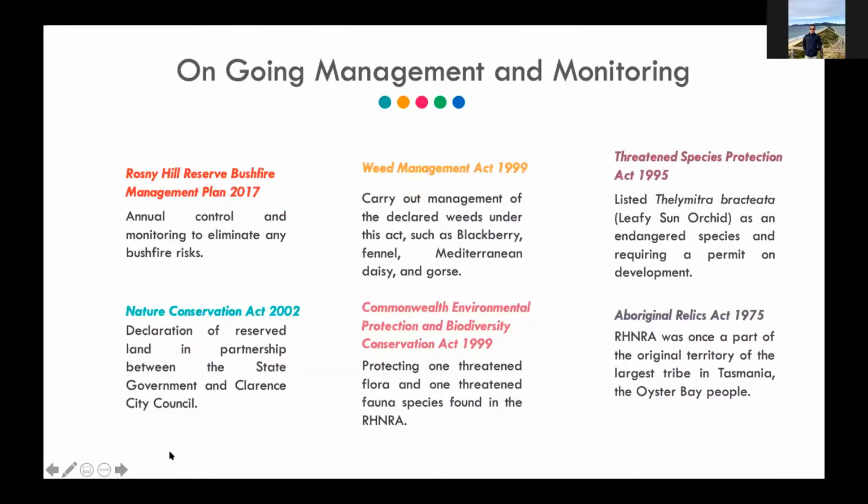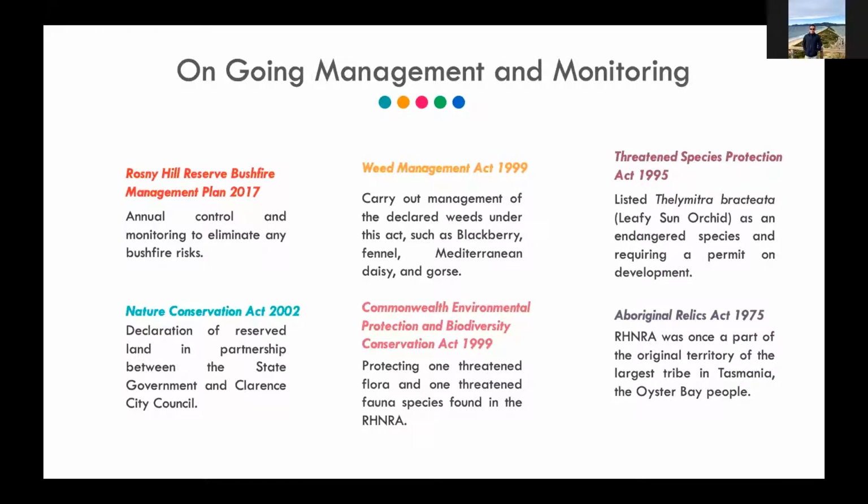And then for the ongoing management or monitoring that occurs in the area, the first is Rosny Hill Reserve Bushfire Management, which controls and monitors to eliminate bushfire risk. And there's the Nature Conservation Act, which is a partnership between the state government and Clarence City Council. And there's also weed management, which manages weeds such as blackberry, fennel, and the like.